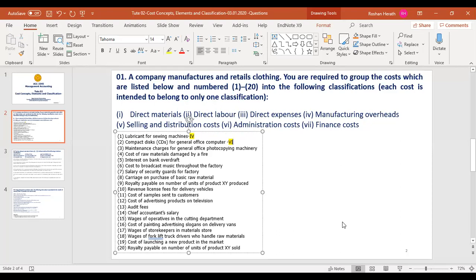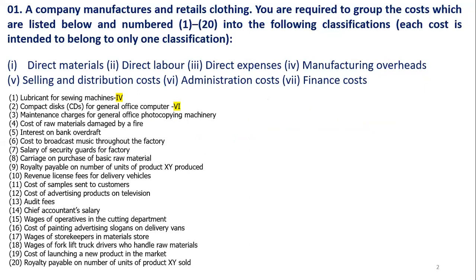Okay, good. So you have taken that. Good. Most of you have taken the correct answer. Then the third one, the maintenance charges for general office photocopy machine. So what about the item 3? The maintenance charges for general office photocopy machine. Okay, good. Give it a try. Keep on trying. Yes, good. Almost all of you are going the correct way.